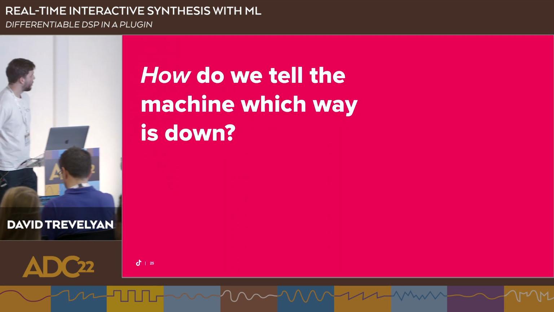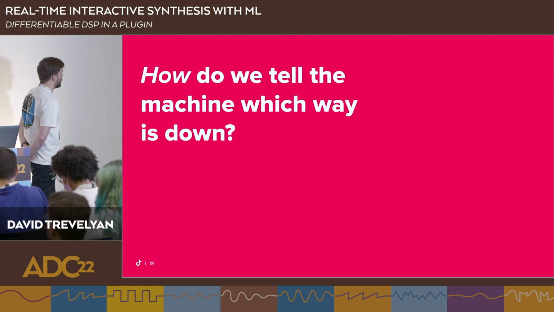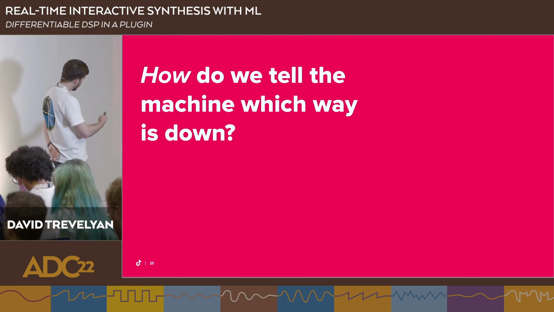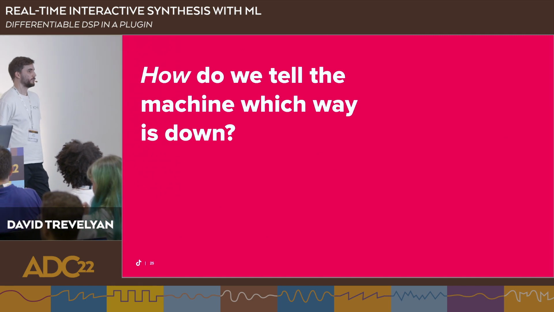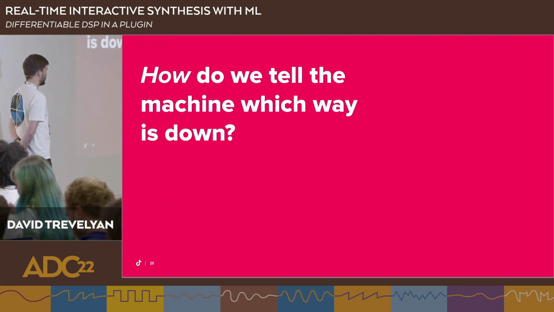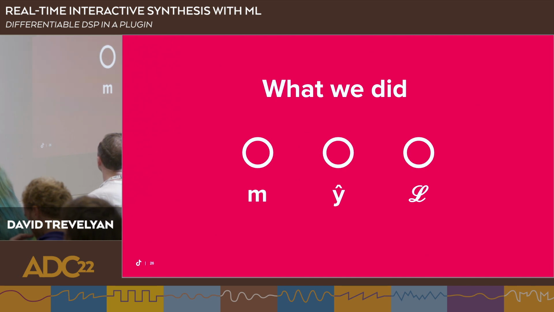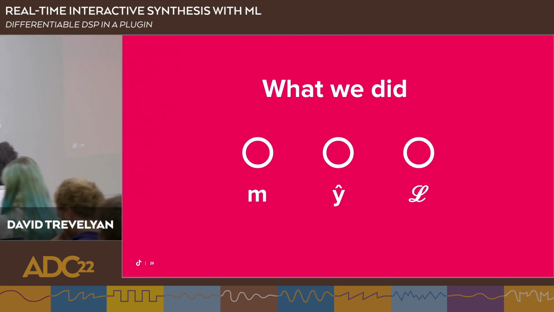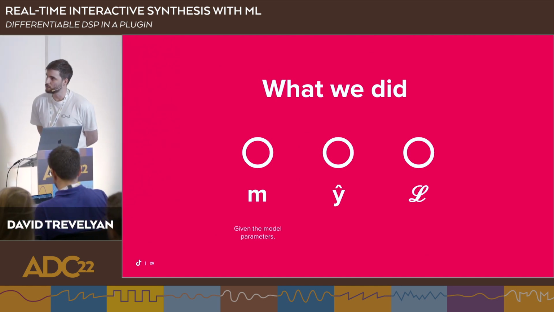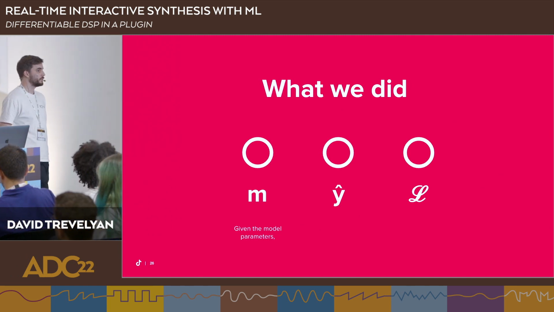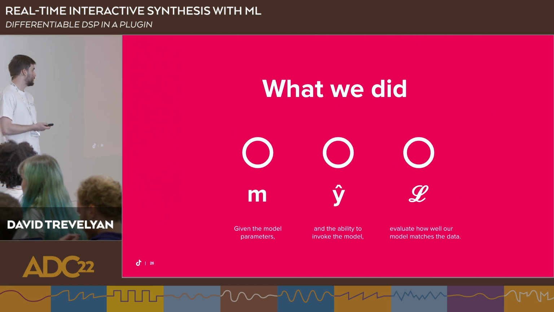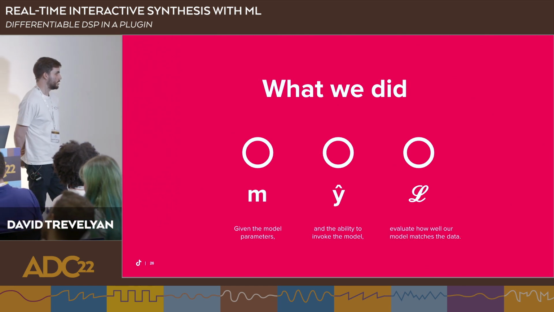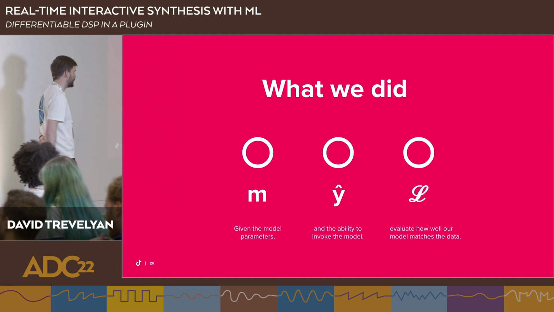All right. Problem is, us as smart humans, we can look at that curve and we can say, okay, that way's down. But if we have a complex system, how do we actually tell the machine which way is down the hill? Well, just a little recap. What we did was we had given some model parameters and an ability to invoke our model. We're going to evaluate how well we did. That's what we did. We evaluated our loss.